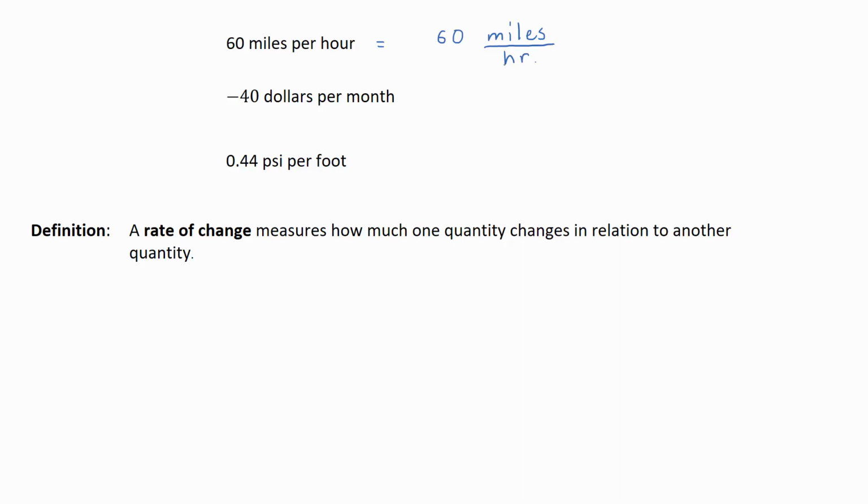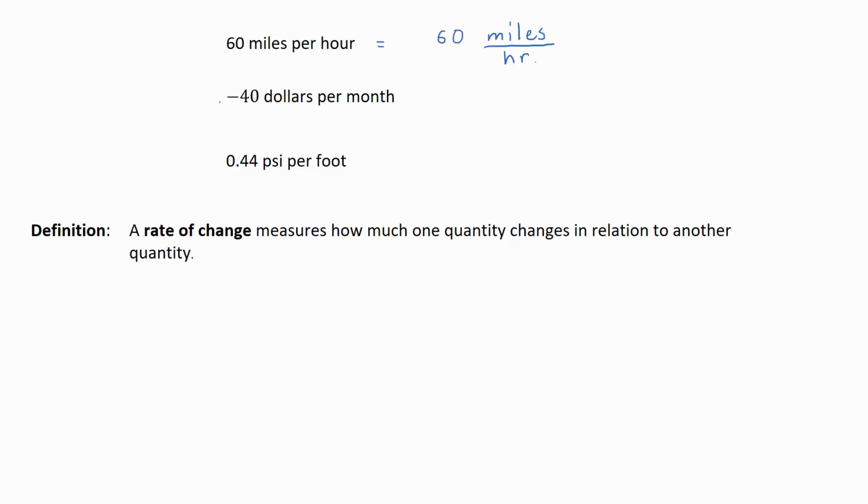It's describing how distance is changing per every 1 unit of time. In fact, you could write it as 60 miles per 1 hour, although that's understood to be true, that it's 60 miles per every 1 hour, so we don't write it that way. We just leave it like that. And that's a pretty familiar rate of change. Every time you look at your speedometer, you see your speed that you're driving at.